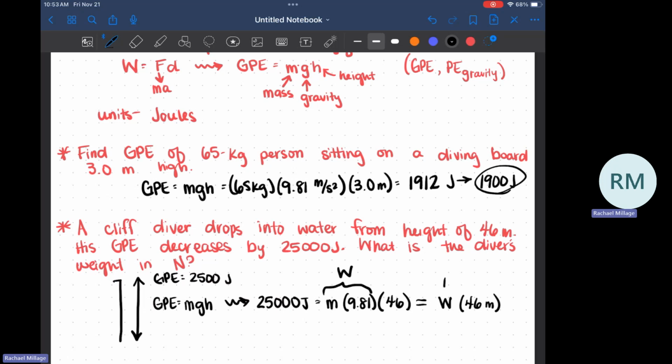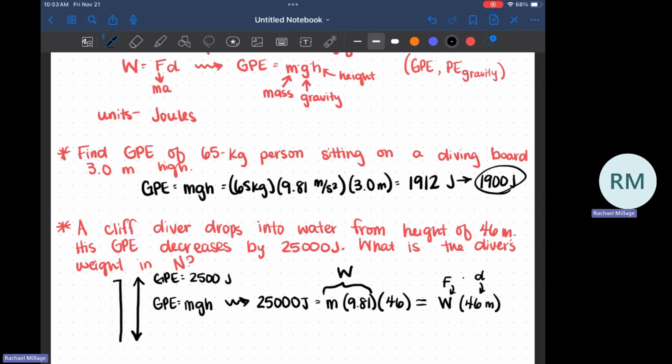This is a force, right? Weight is a force. What is this 46 meters? A distance. So again, we're reinforcing that idea that a GPE is just the amount of work that it takes to put that thing up there.